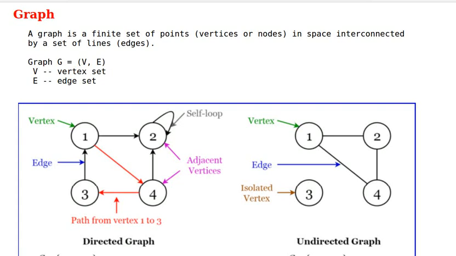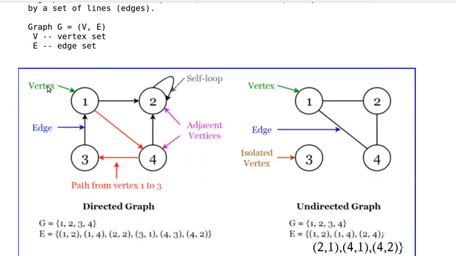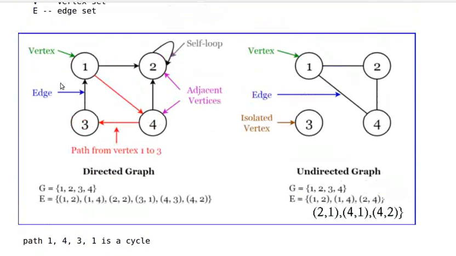In this video, we discuss graph representations and their C++ implementations. A graph is a finite set of points, referred to as vertices or nodes, in space interconnected by a set of lines, referred to as edges. So, a graph G consists of a set V, the vertex set, and a set E, the edge set. In practice, we often draw a vertex as a circle instead of a point and label it inside the circle.